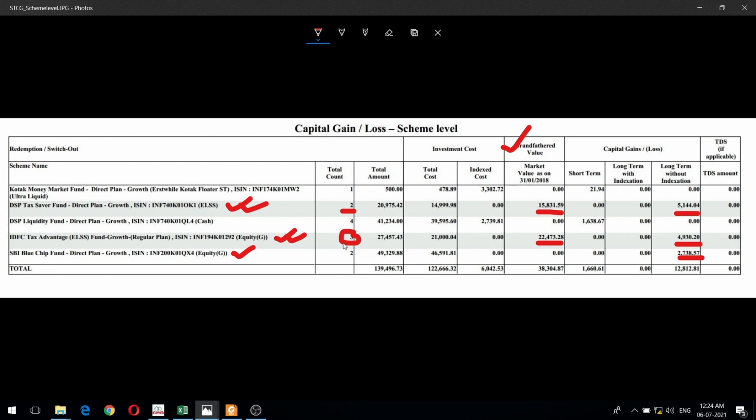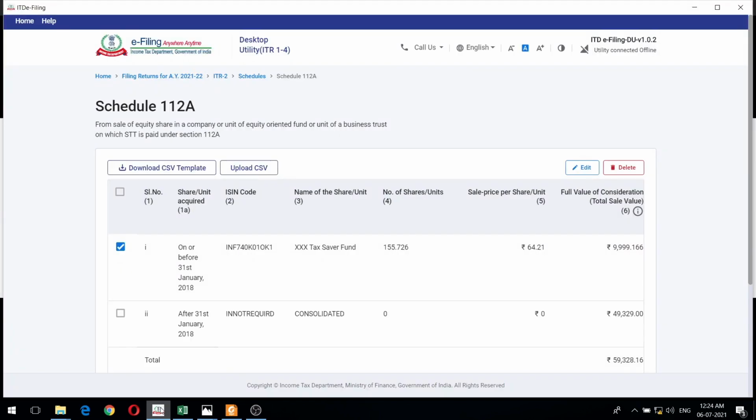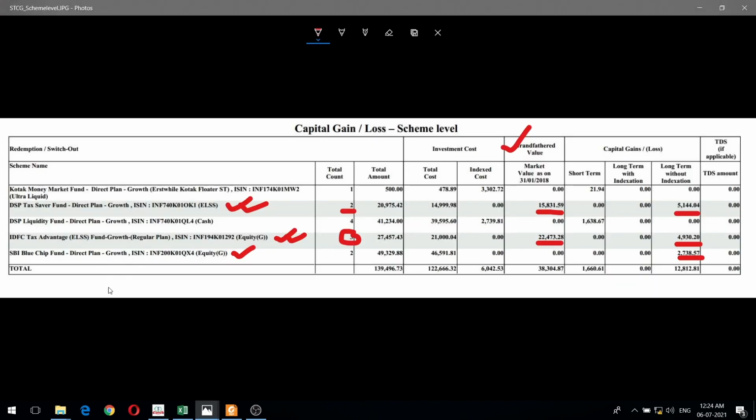Now I'm coming to the other section where grandfather value is not present. That means all the units that you purchased after this date and sold sometime during the last financial year. As per this example, we have SBI Blue Chip Fund. Now let me fill the details for this one. One important point: if you have multiple such funds where I do not have any grandfathered value, those can be clubbed together and we can make only one entry. That is acceptable, no problem.